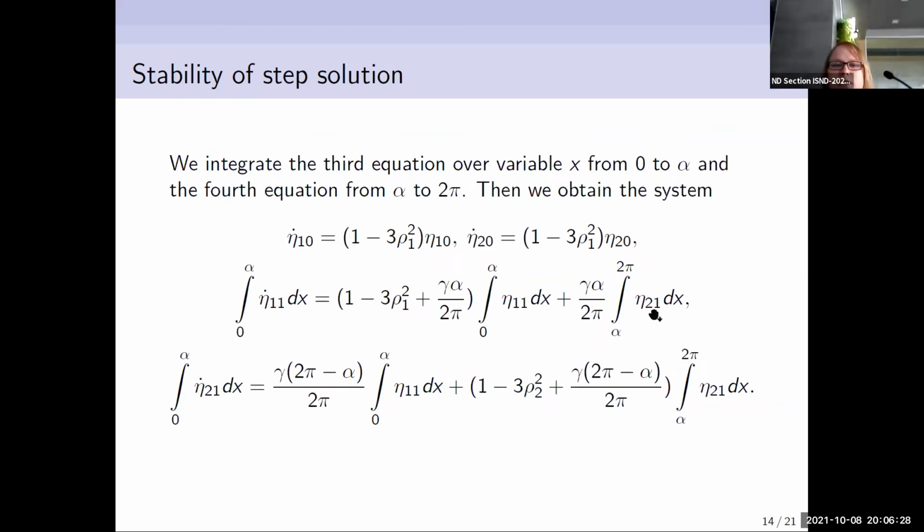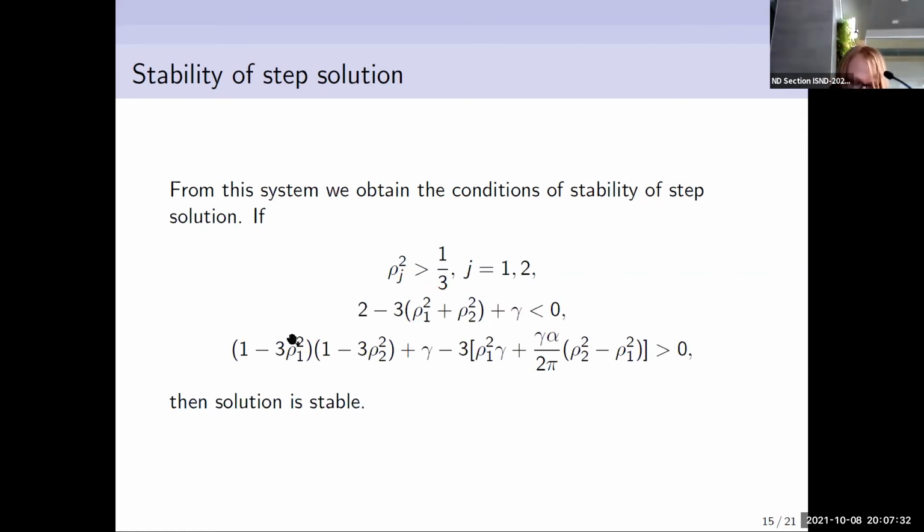And also, as in the previous case, for the equations where we have integrals, we integrate. First, we integrate the third equation from 0 to alpha, and we have this equation. And next, we integrate the fourth equation from alpha to p. So we have the system of 4 differential equations. The first two equations are simple ordinary differential equations. Their solution tends to 0 if these coefficients are negative. The third and fourth differential equations are the system of linear differential equations. So we can remove the integrals.